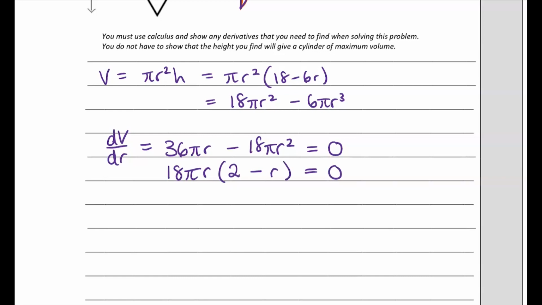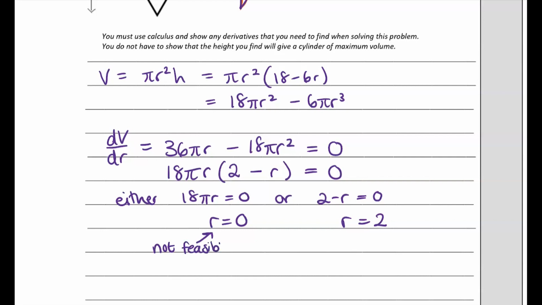Okay, so either 18 pi r equals 0 or 2 minus r equals 0. Well, if 18 pi r equals 0, then r would be 0. If 2 minus r was 0, r equals 2. Well, the radius can't be 0 to make a maximum volume, so that's not feasible in our context. So therefore, this is our solution. The radius must be 2.